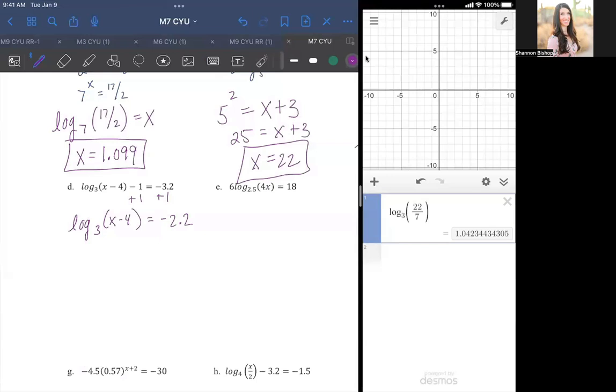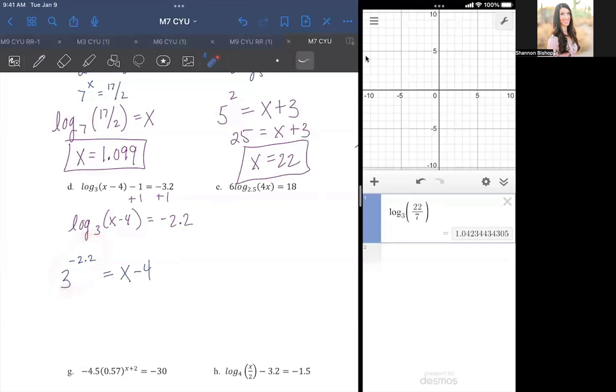Oh, I was supposed to be using blue and then I could invert it to purple. Oh, well, we'll do this one backwards. So I'm going to inverse it right now. So my base is 3. My exponent is -2.2 and my desired result is x minus 4. And now you're ready to just finish the computation aspect.